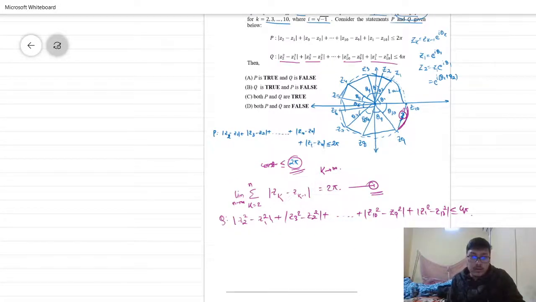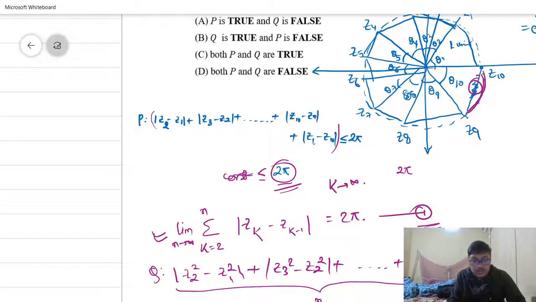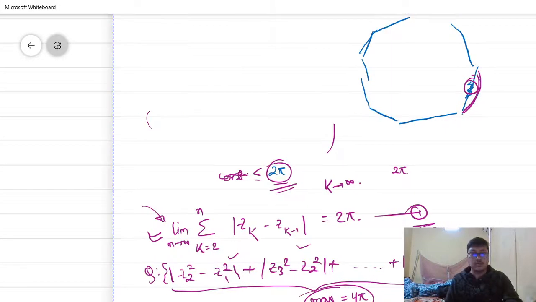Again, we would use this result to prove this, because the maximum value of the left hand side of statement P is equal to 2 pi. So can you prove that the maximum value of this term is equal to 4 pi? So our aim is to prove that the maximum value of these terms in modulus, that means the sum of these lengths, is equal to 4 pi. You use this result. Let's move further.